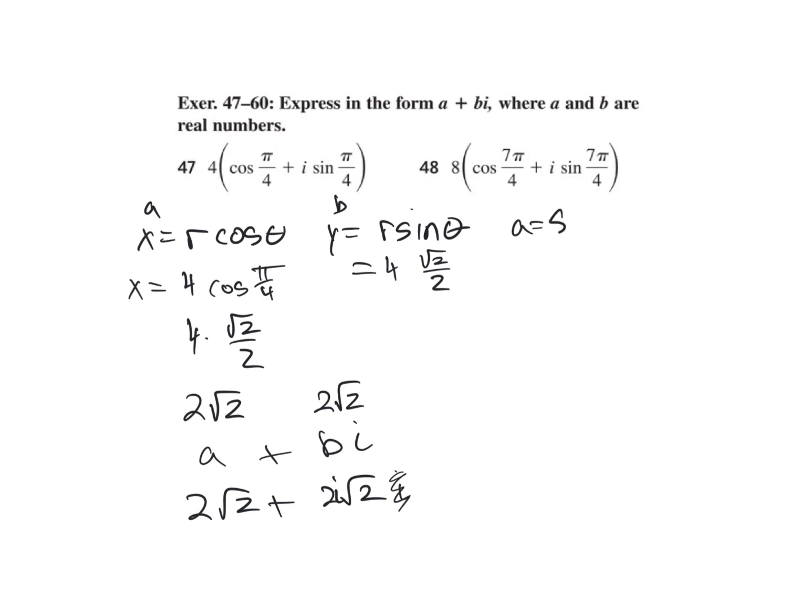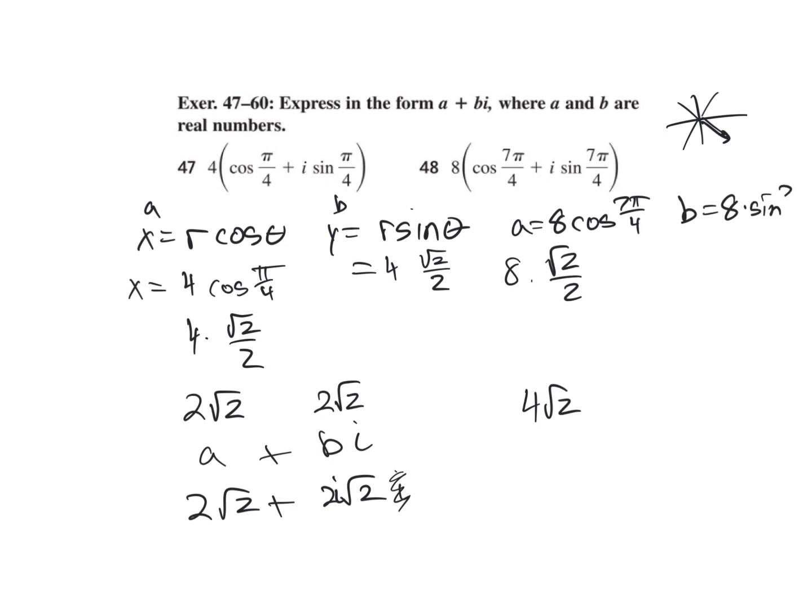So a equals 8 times the cosine of 7 pi over 4. All right, 7 pi over 4 is 1, 3, 5, 7. So we're in the fourth quadrant. The cosine is positive square root of 2 over 2 times the 8 gives us 4 square root of 2. And b is going to be 8 times the sine of 7 pi over 4, which is negative square root of 2 over 2 in the fourth quadrant. So we get negative 4i square root of 2. Okay, so a plus bi, so 4 square root of 2 minus 4i square root of 2. That would be your answer.